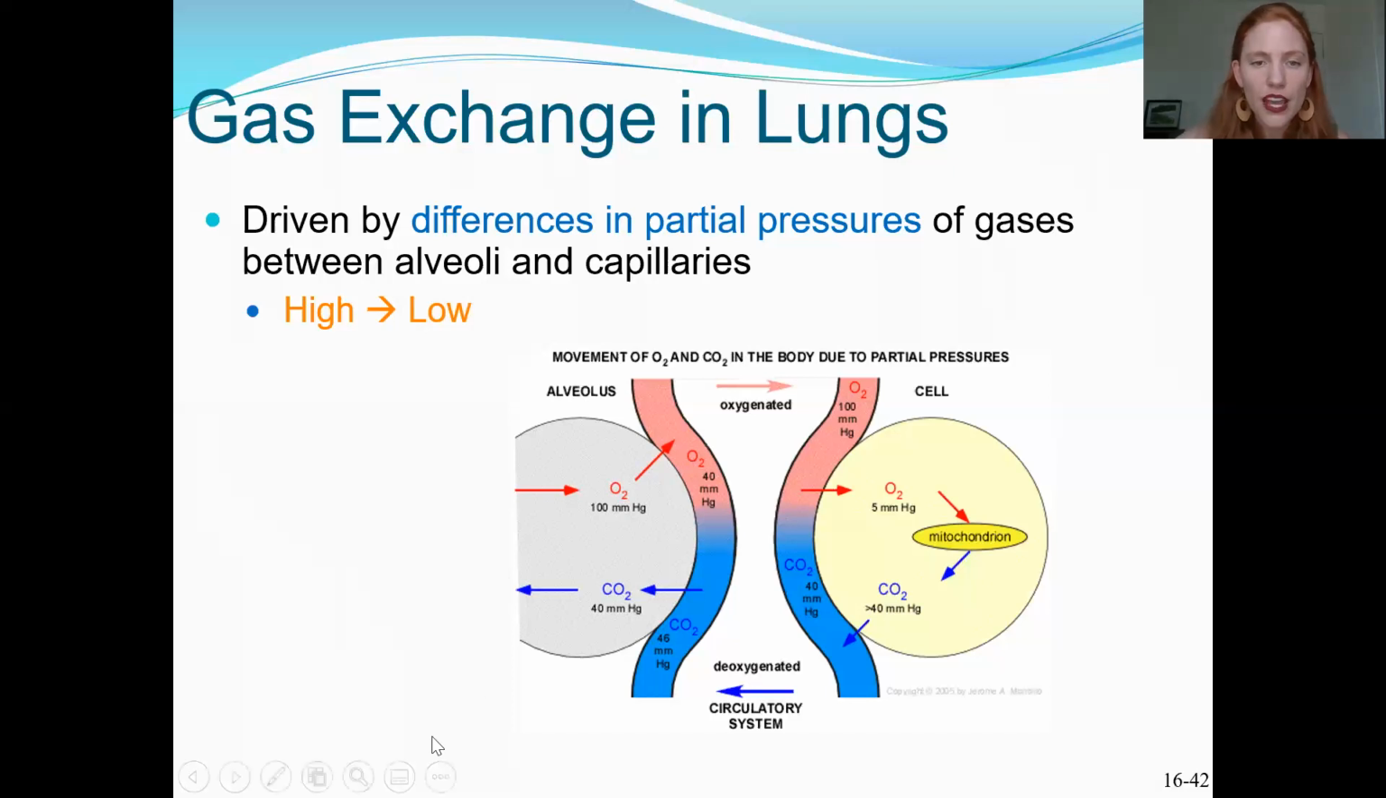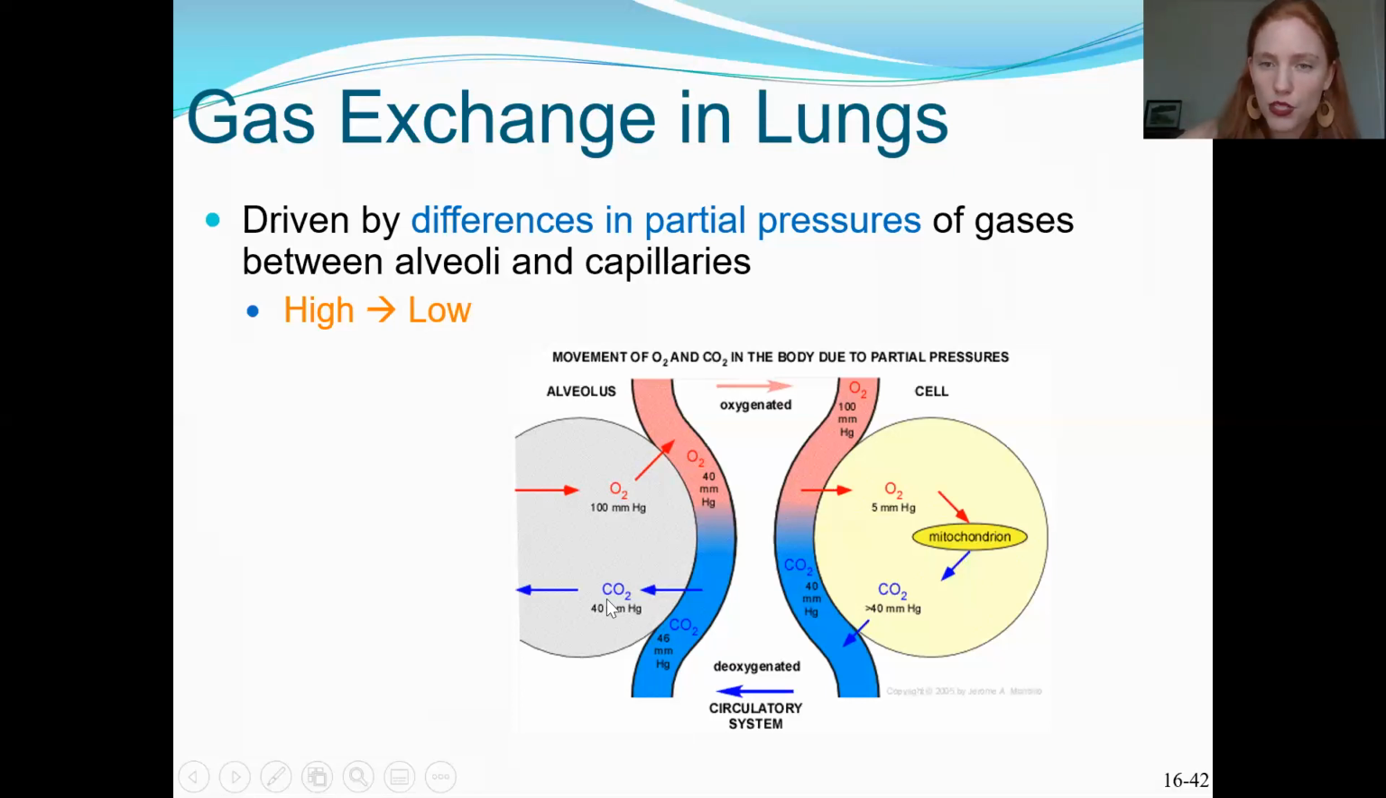Okay, now looking at carbon dioxide here. For carbon dioxide, the opposite will be true, right? So where does the carbon dioxide come from in the first place? Our cells are producing it as they do cellular respiration. So that means that in the veins feeding into the capillary beds, they're going to have a higher partial pressure of carbon dioxide in the blood than in the alveoli.